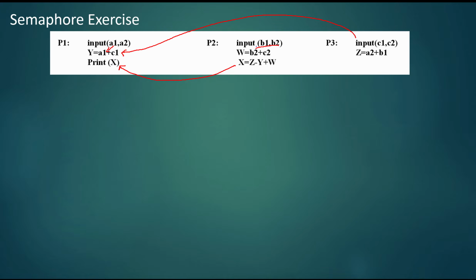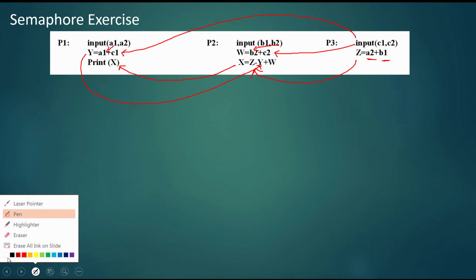P2 can use B2, that it input itself, but it's going to have to wait for P3 to let P2 know that C2 has been input. And it's going to have to wait for the calculation of Z and also for the calculation of Y in order to calculate X. And over here you can see that P3 is going to need to wait for P1 to input A2 and for P2 to input B1. So it's a very simple exercise, but we will be using semaphores to synchronize this.